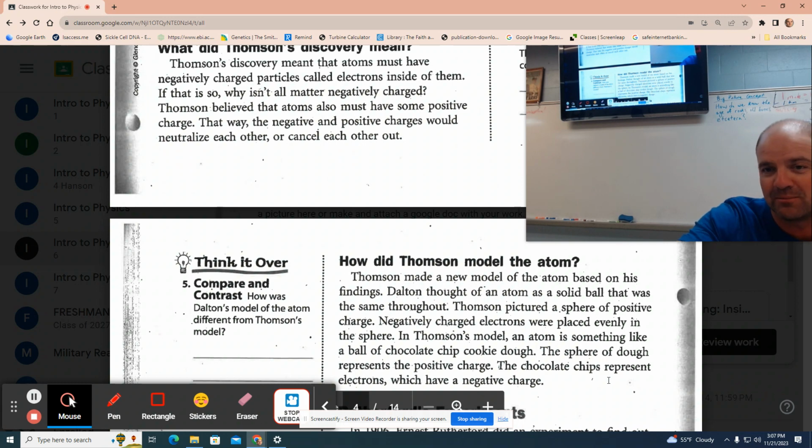So in our workbook, it's talking about chocolate chip cookie dough, but he called it the plum pudding model, or in parentheses, she also has written chocolate chip cookie model.